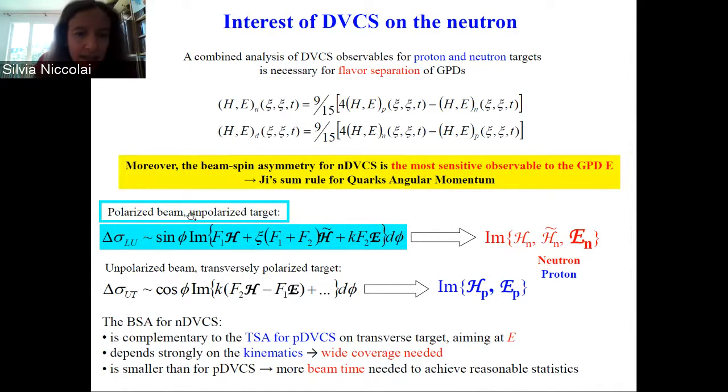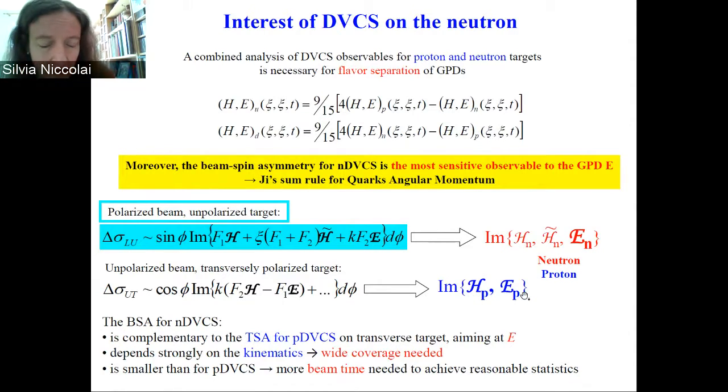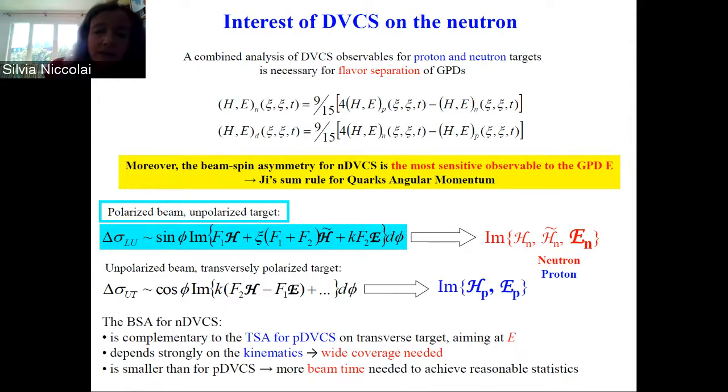In fact, if we look at proton DVCS, the only observable that has a sensitivity to the E GPD is the transversely polarized target asymmetry, which has an equal sensitivity to H and to E. However, so far there has been only a very low statistics measurement from Hermes of this observable, and the transversely polarized target is not yet a reality, at least for CLAS12.